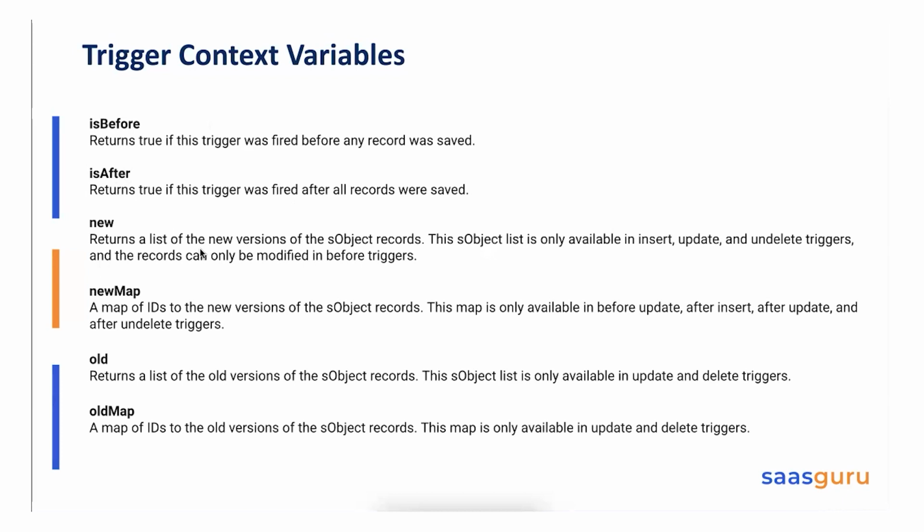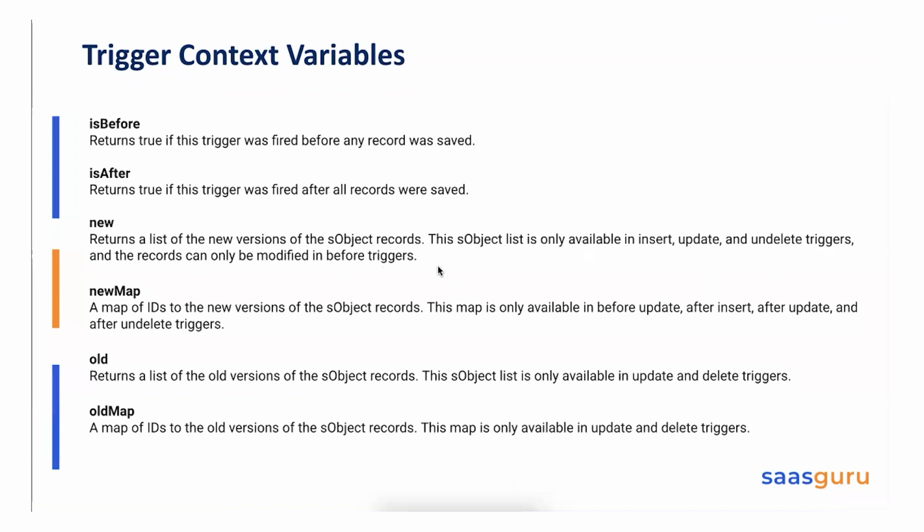New. We start learning triggers from this Trigger.new context variable itself, and that is going to hold the current version of sObject records. And we need to keep in mind this is available in insert, update, and undelete triggers. So new is not available in delete. Maybe in the exam, some options can be tricky with this. So keep in mind insert, update, and undelete triggers hold new, and the records can only be modified in the before triggers.